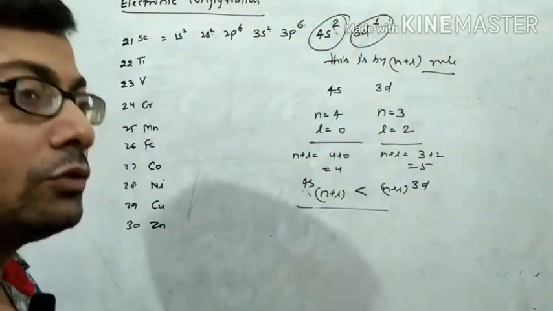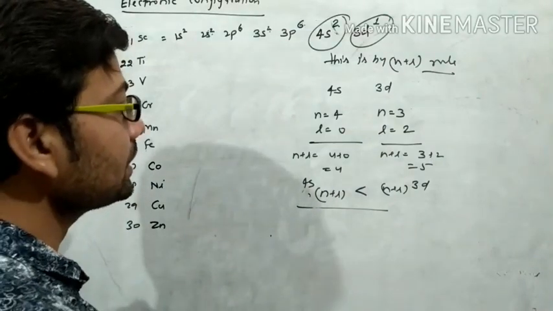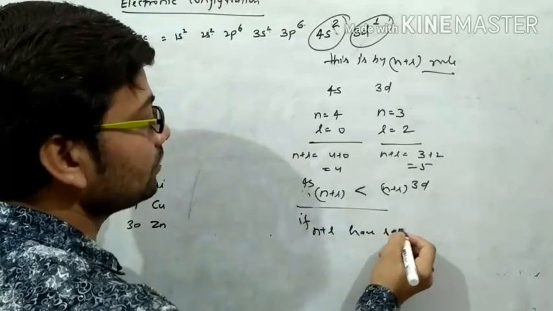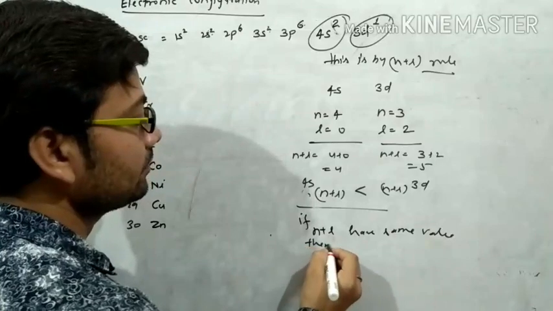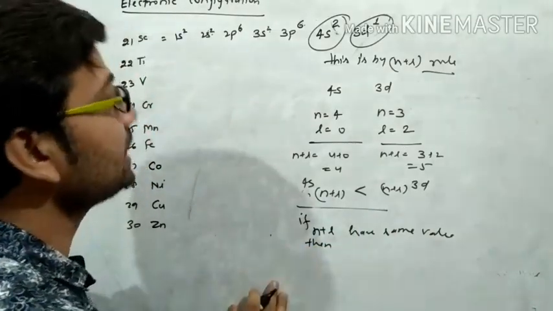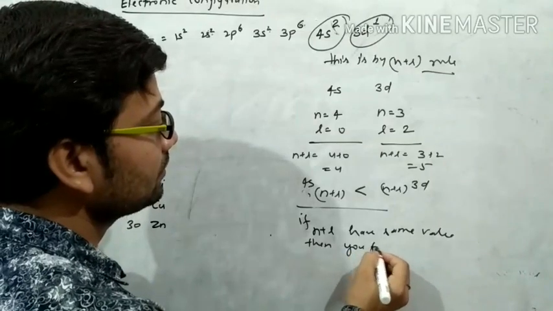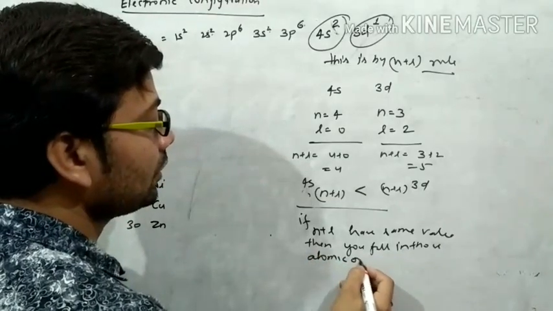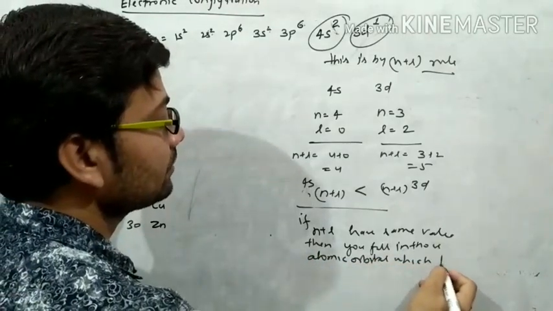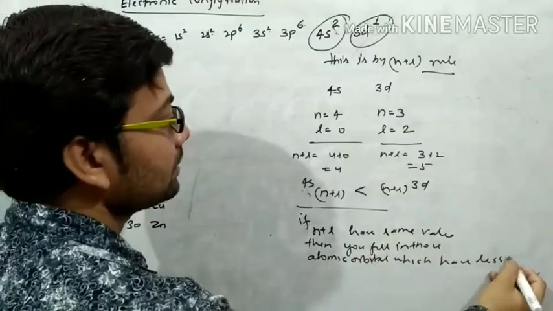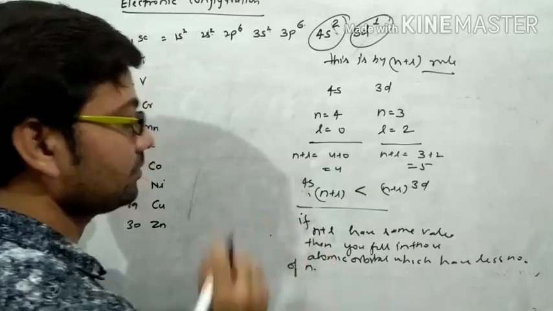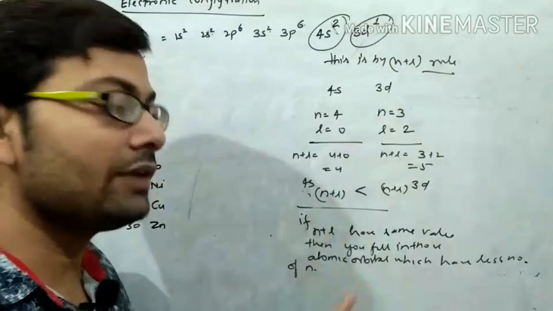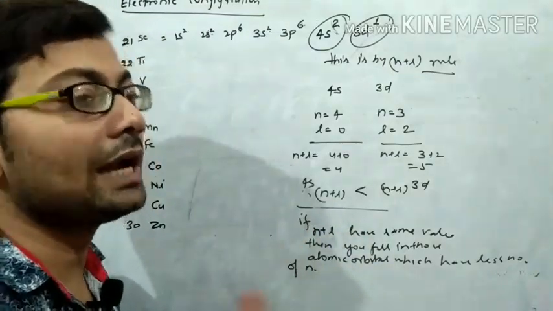Right? One rule is also that if n plus l has the same value, then you fill those atomic orbitals which have the lower n value. Means if the n plus l values come out the same, then you fill the orbital with the lower n.